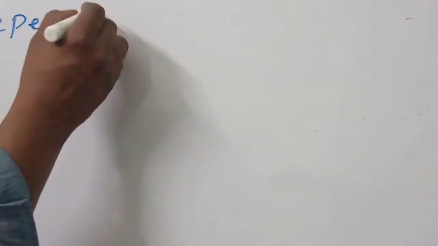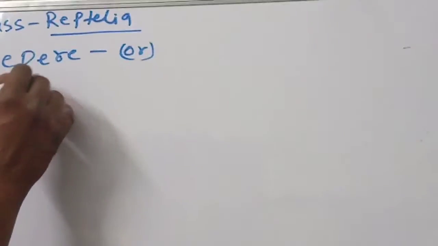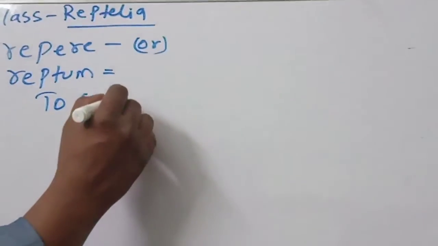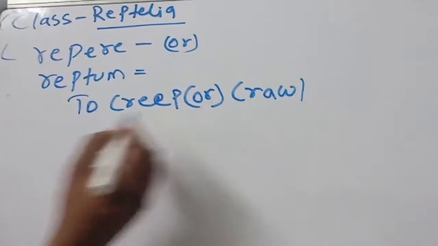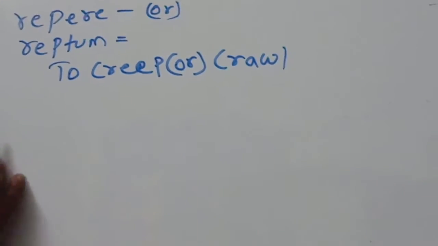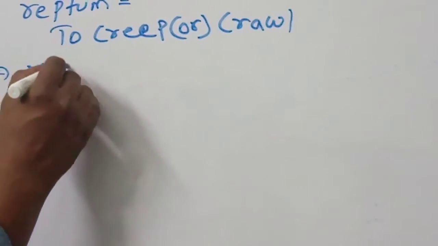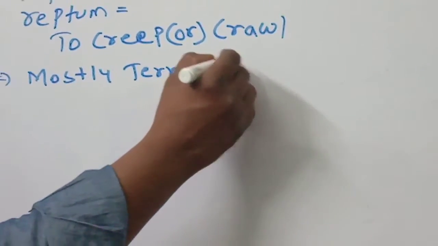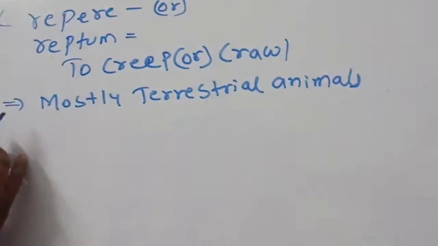Repere or rectum means to creep or crawl. So what are the characters? Mostly terrestrial animals. This point you should remember. It means they live on the land.